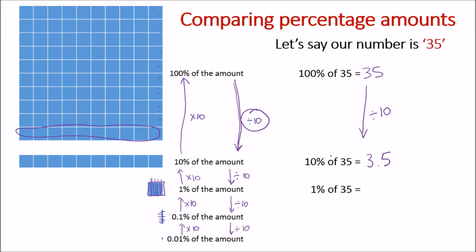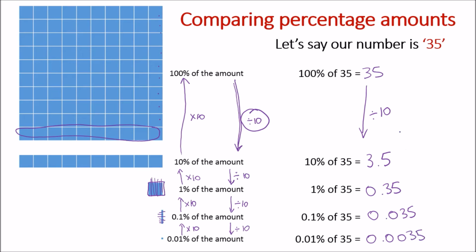If we want 1%, we need to do one more decimal hop, so we get 0.35. To get 0.1%, another decimal hop to get 0.035. And finally, 0.01% is really 0.0035. That's all when we're talking about this original number 35. Of course, if that was a different number, we would have different answers all along here. But see how easy it is to find 100%, 10%, 1%, 0.1%, 0.01%.